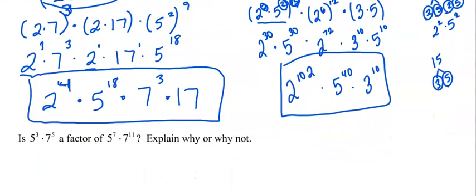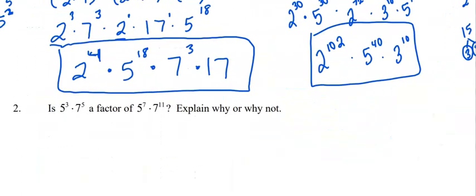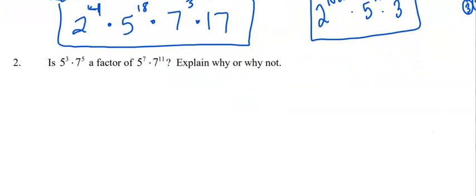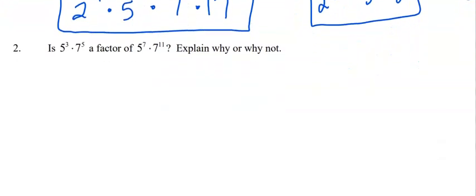And we're going to expand that just a little bit further on this number 2 here, where I say, is 5 to the 3rd times 7 to the 5th a factor of 5 to the 7th times 7 to the 11th? Explain why or why not.